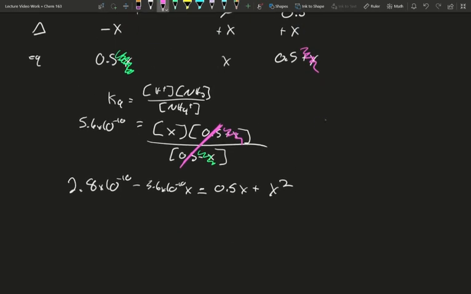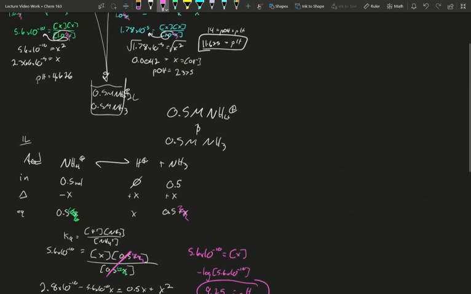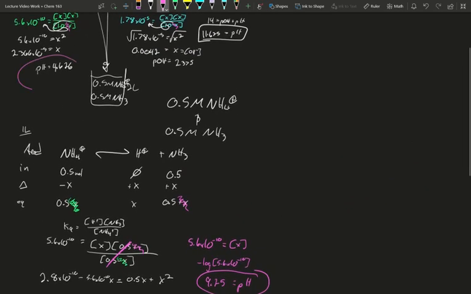And so I can say that 5.6 times 10 to the minus 10 is equal to the H plus concentration. Take the negative log of that, and what we'll find is that the pH for this mixture is 9.25. Well, that's different than either of the pure solutions. We could have a 4.6, an 11.6, or if they're mixed half and half, a 9.25.